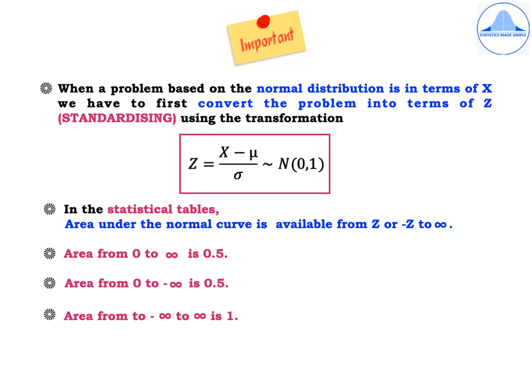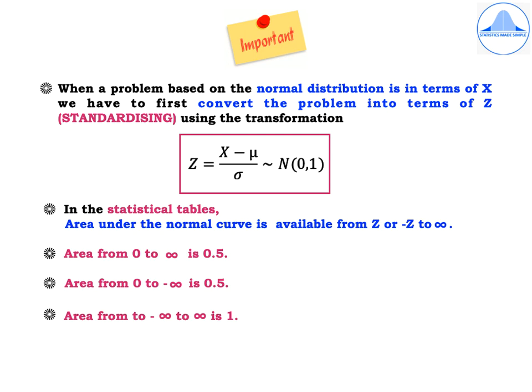When we work out the 5 markers based on the normal distribution, there are some important points which we have to remember. The first one is whenever the problem based on the normal distribution is in terms of capital X, so X will be a normal variate, we have to first convert the problem to terms of Z. Now what is Z? Z stands for the standard normal variate, and when we convert X to Z, this process is called standardizing, and it is done using the transformation capital Z equal to X minus mu divided by sigma, which follows normal 0, 1.